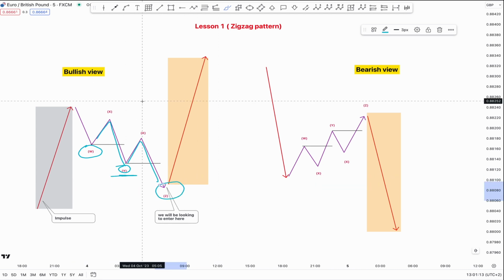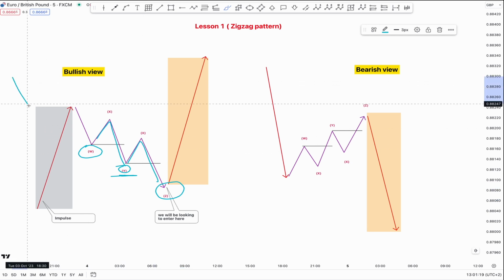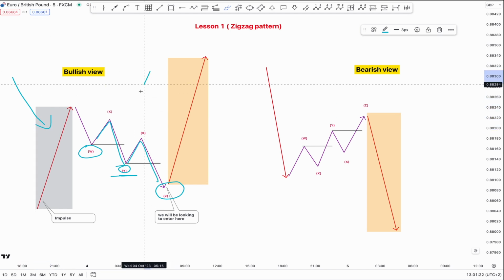This is a zigzag pattern. You can find it online through Elliott wave lessons. This move has to be fast and this one has to be slow.